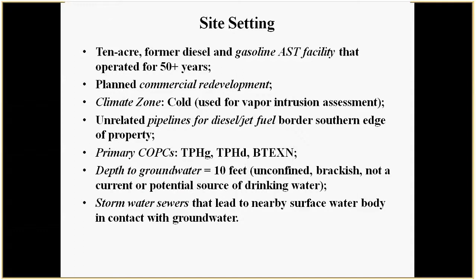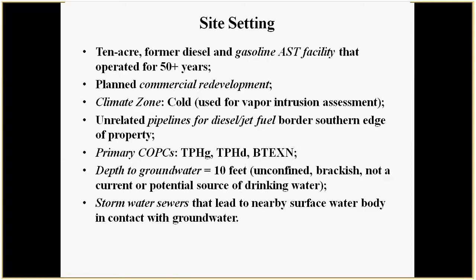The site setting is 10 acres, a former, like we said, gasoline and especially diesel aboveground storage tank facility that operated for 50-plus years. You can imagine a lot of contamination. Planned commercial redevelopment. Climate zone. This is important to think about for vapor intrusion. Again, vapor intrusion is a bigger issue in cold areas of the country than it is in tropical warmer areas. In this case, we're assuming it's in a cold area of the country, so higher risk vapor intrusion. Unrelated pipelines, like we mentioned, along the southern edge of the property. Primary contaminants of potential concern: TPH gasoline, TPH diesel, and BTEX plus naphthalene.